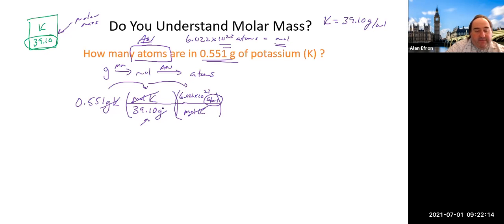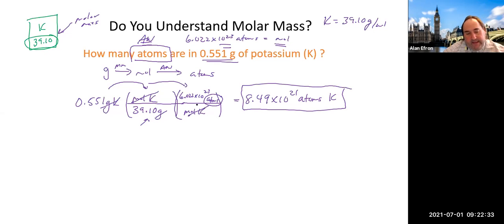We want to divide it then by 39.10, and that is going to get us about 8.49 times 10 to the 21. And again, the units here would be atoms of potassium. Again, really all these guys here, sort of conversion factors. So in terms of sig figs, coming back to our original number here, which was 3, remember written in scientific notation, that gives us 3 significant figures. Any questions on that calculation there?